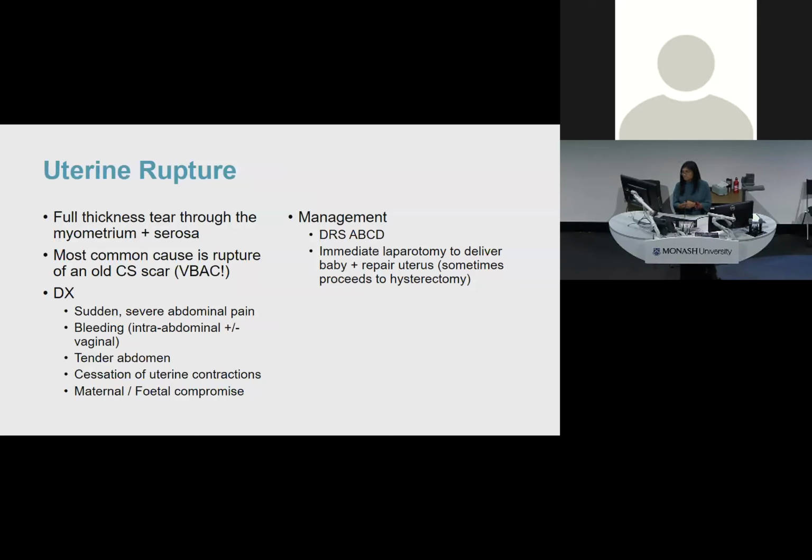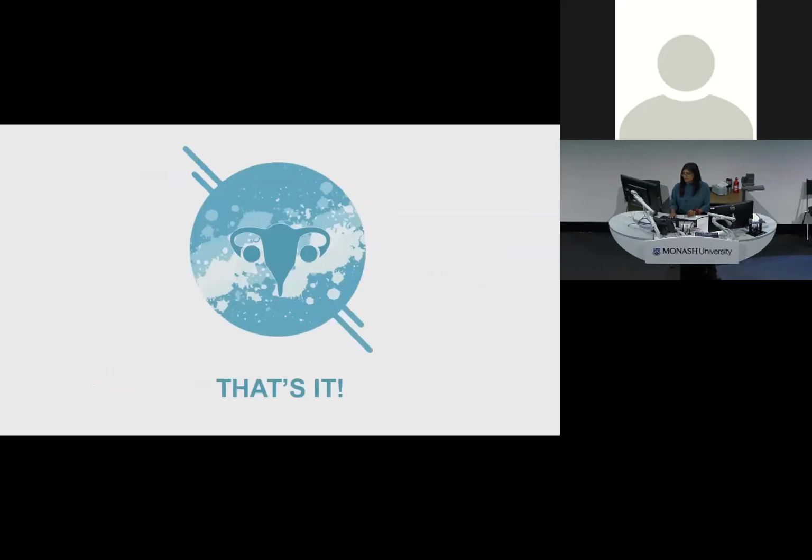In terms of management, aggressive resus, immediate laparotomy to deliver the baby and repair the uterus. And sometimes, unfortunately, this proceeds to a hysterectomy. And that's all.